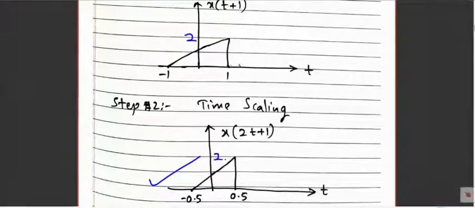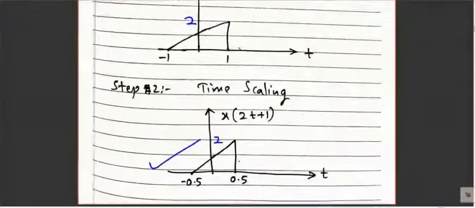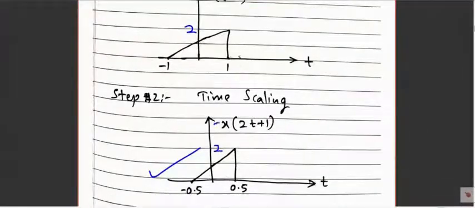Okay. The last step is amplitude scaling. So 2 into 2, 4. 2 is written.